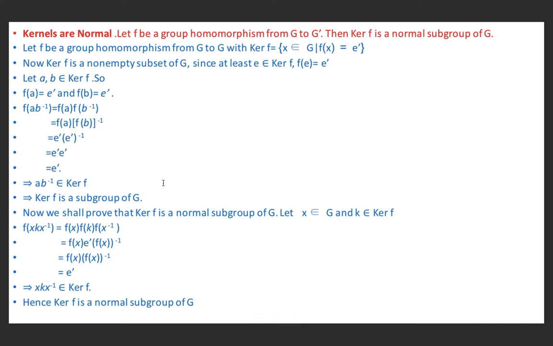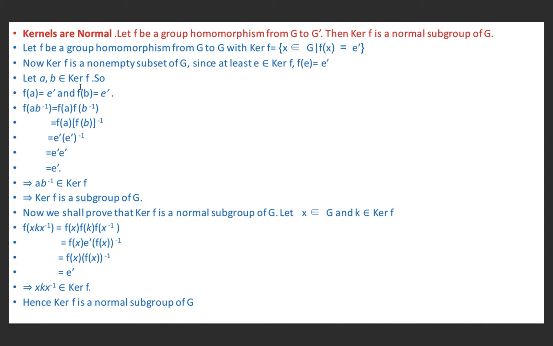Now the next result is that kernels are normal. It means if F is a group homomorphism from G to G dash, then the kernel of F is a normal subgroup of G. Let F be a group homomorphism from G to G dash with kernel F equal to X belonging to G such that F of X is equal to E dash. This is the definition of kernel. Now the kernel of F is a non-empty subset of G since at least E belongs to the kernel of F, and F of E is equal to E dash.